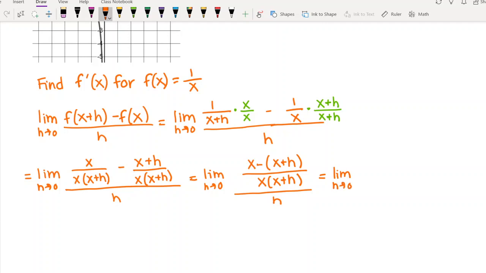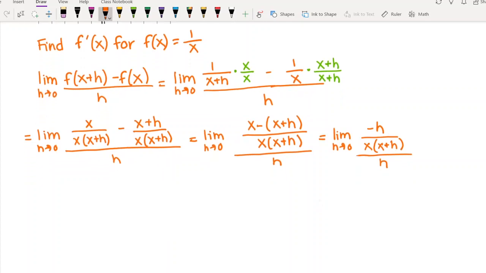So limit as h approaches 0. Now this new numerator is going to be x minus x, so that's going to be 0. And then we're left with a negative h divided by x times x plus h, and all divided by h. If you had forgotten to distribute this negative sign, you would have had a positive h here, and that would give you the wrong answer.